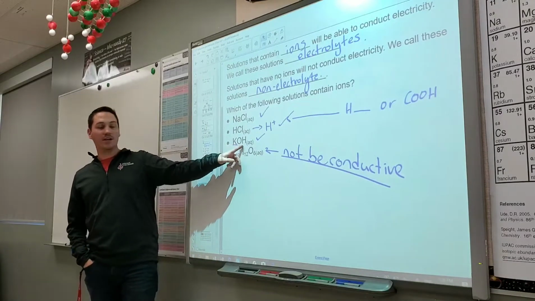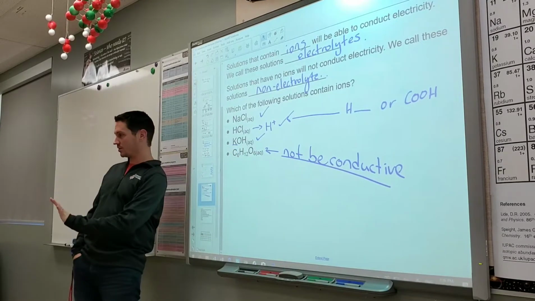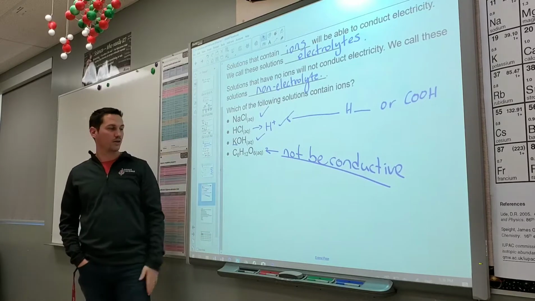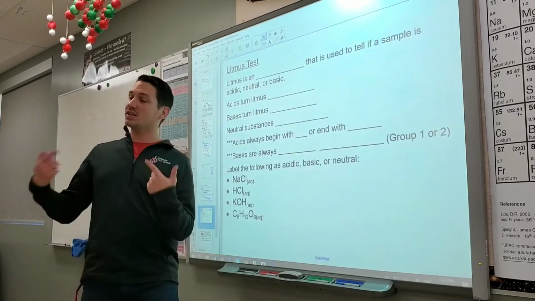Okay. Potassium hydroxide. This is actually a base, right? But all bases, as far as you're concerned right now, are ionic compounds, so it doesn't matter. It's ionic. And then this is the only one that's molecular, okay? So that's a conductivity test.